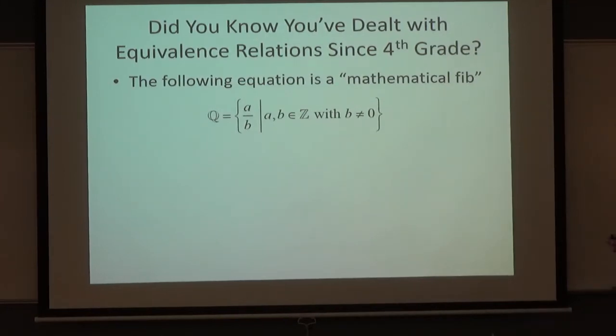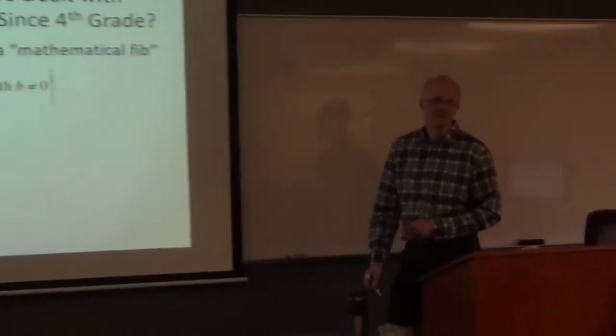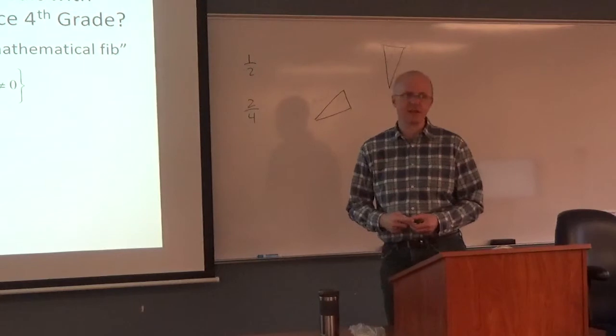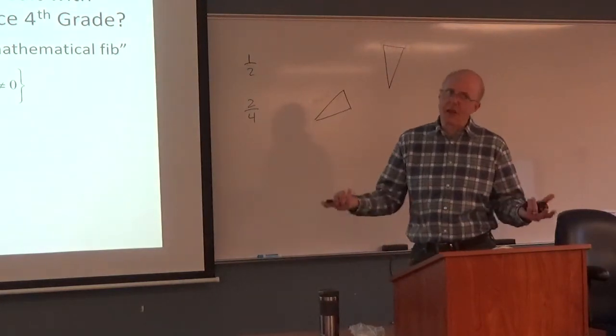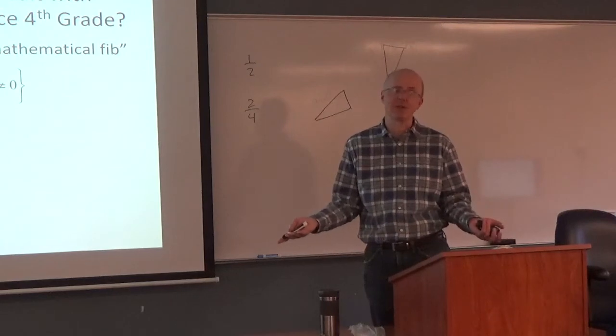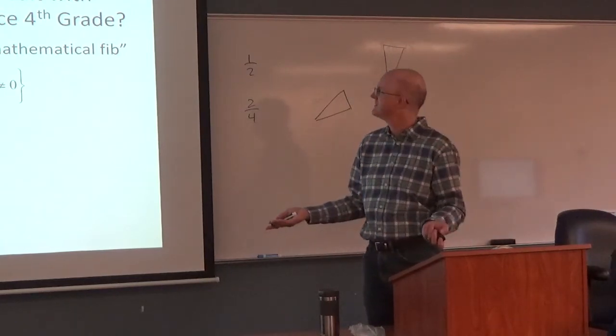Well, the problem with it is that if you think of it purely in terms of symbols, that symbol, 1 over 2, is different than this symbol, 2 over 4, is different than 3 over 6, is different than negative 4 over negative 8. But as rational numbers, we think of those as all being the same. They all represent the same rational number. So how do you deal with this fib?